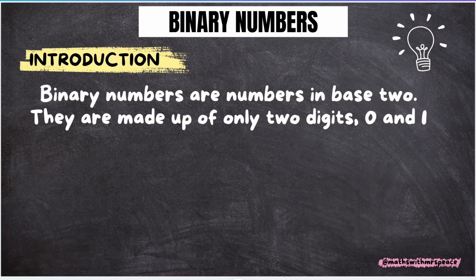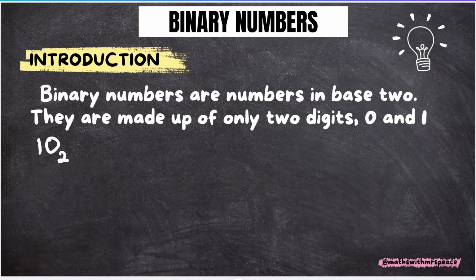So like we said, binary numbers can be made up of only two digits, 0 and 1. So examples of binary numbers will be combinations of 0 and 1 and then the subscript 2. So for instance, we're going to have 1, 0 in base 2. This is an example of a number in base 2.